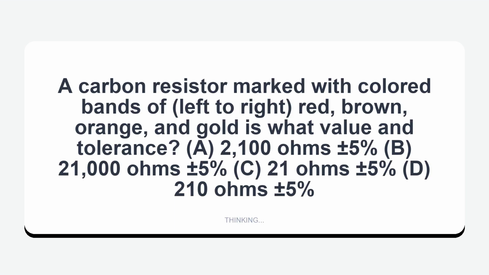A carbon resistor marked with colored bands, left to right, red, brown, orange, and gold is what value and tolerance? A. 2100 ohms plus or minus 5%, B. 21,000 ohms plus or minus 5%, C. 21 ohms plus or minus 5%, D. 210 ohms plus or minus 5%. B.